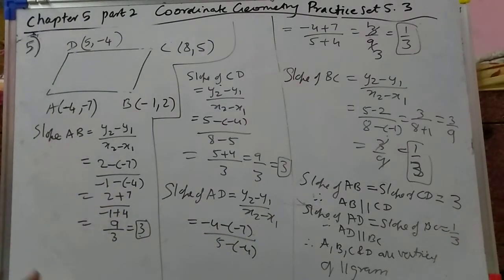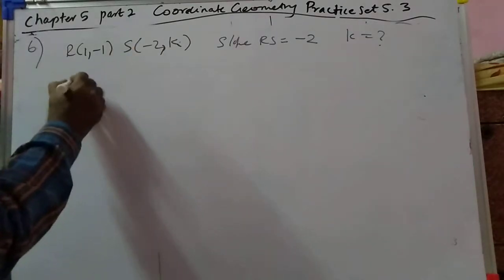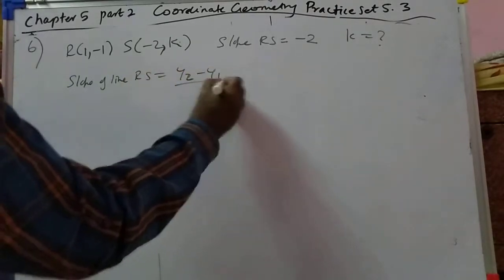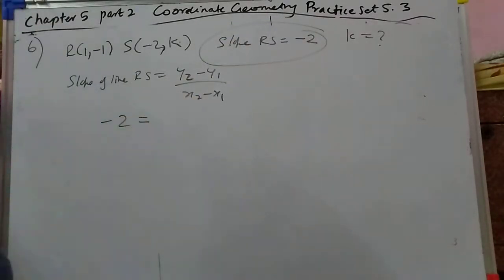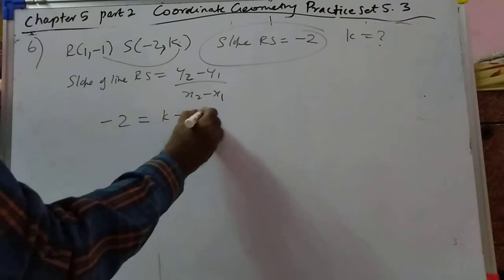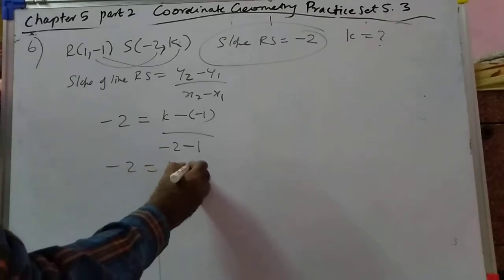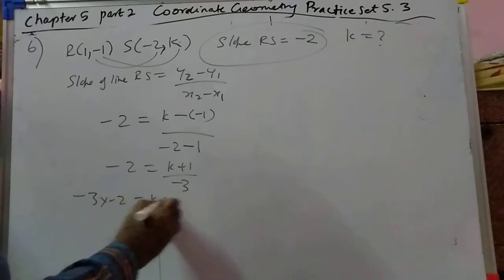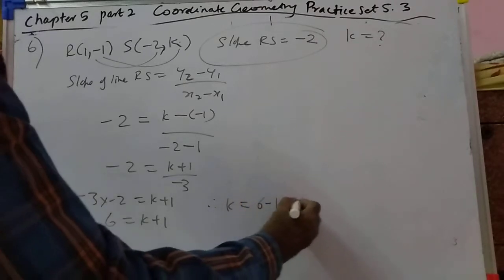Next we do another problem. Okay, I want to find K. So we write slope of line RS is equal to y2 minus y1 upon x2 minus x1. But slope is given as minus 2. So minus 2 is equal to k minus of minus 1 upon 2 minus 1. So minus 2 is equal to k plus 1 upon minus 3. It will go here, it will become minus 3 into minus 2 is equal to k plus 1. 6 is equal to k plus 1. Therefore, k is equal to 6 minus 1, that is equal to 5.